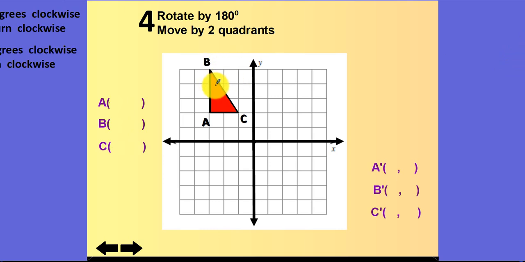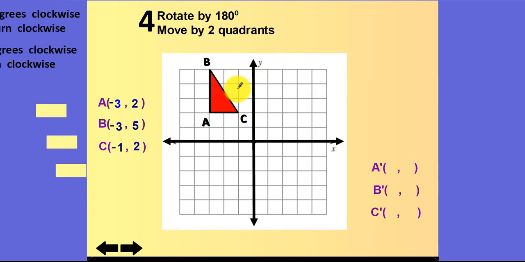Rotate this triangle by 180 degrees. First, get your coordinates. A is 1, 2, 3 negative, and then you went up 2, so it's positive 2. So we have negative 3, positive 2. B is 1, 2, 3 negative for your x, 1, 2, 3, 4, 5 for your y. C is negative 1 for your x, and then you go up twice, positive 2. Okay, move by 2 quadrants.